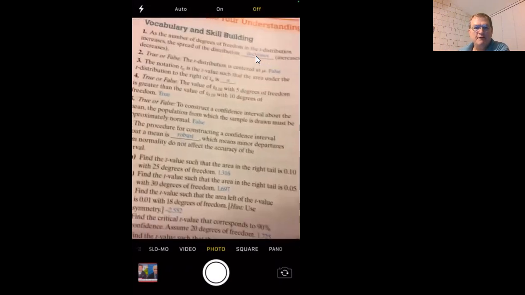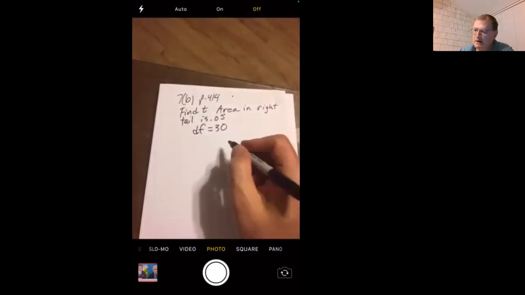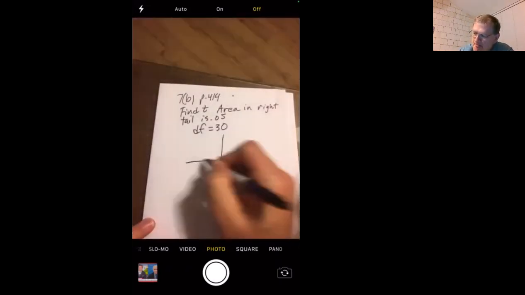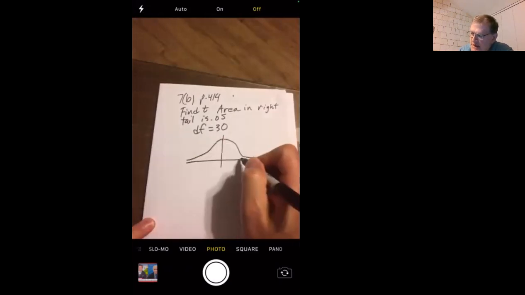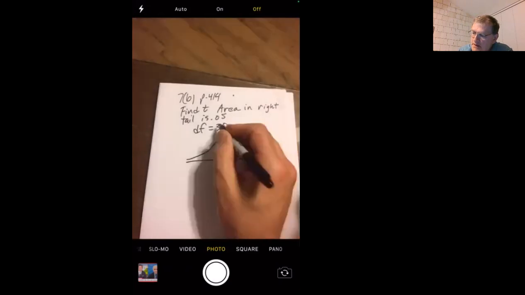Area in the right tail is 0.05, 30 degrees of freedom, 7B there. All right, I'll picture, very similar picture. Now we've got 5%, 0.05. That's still area in right tail. This is our column. This is our row.